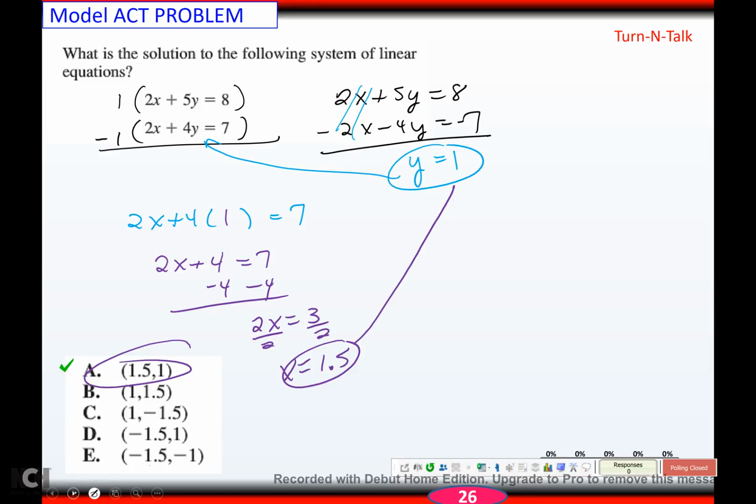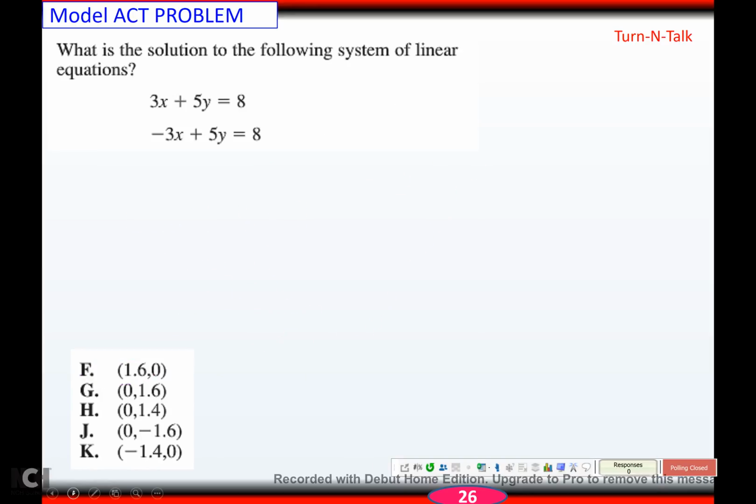Okay? Try this one, hit pause, come back when you're ready. And hopefully you got G. All right, happy birthday, Merry Christmas to you. If I add right now, the x's will eliminate, so I can skip all that multiply top by bottom and all that stuff. I got 5y and 5y is 10y. So 8 and 8 is 16.